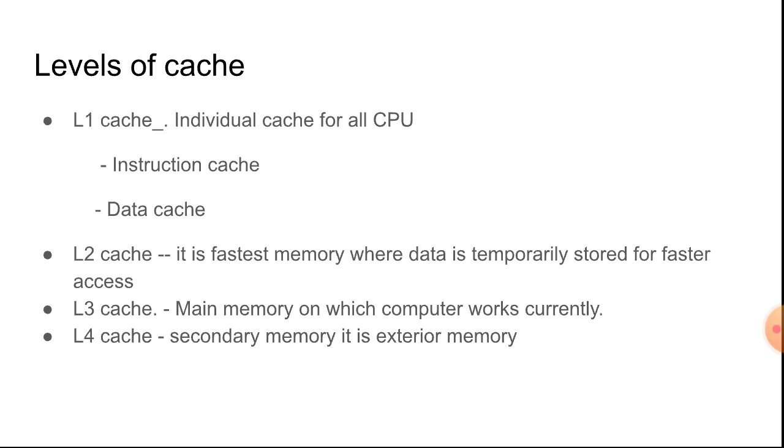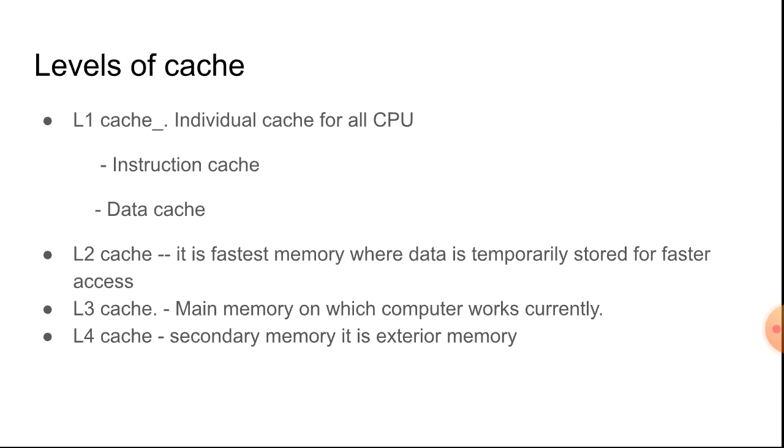The levels of cache. Four levels of cache are defined. First one is L1 cache. It is an individual cache for each CPU. It is divided into two types: instruction cache and data cache. Instruction cache stores the instructions which are frequently needed by the CPU, and data cache stores the data which is frequently needed by the CPU.